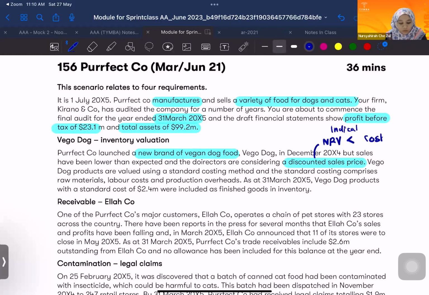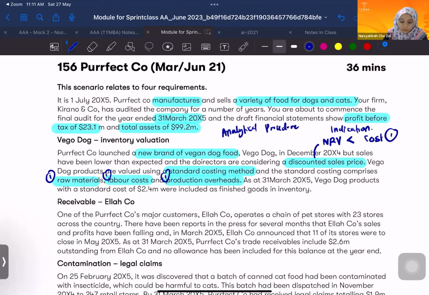Next, Vegodoc products are valued using a standard costing method. The standard costing comprised of raw mats, direct labor, and production overhead. So the examiner gives you some hint to help explain what the standard costing is, and hopefully you can generate answer relating to this. In my opinion, this is one mark here, this is one mark here, this is one mark here, this is one mark here, 4 marks. As at 31st March, Vegodoc product with a standard cost of 2.4 million were included as finished goods in inventory. So apart from this, you can also use your analytical procedure.